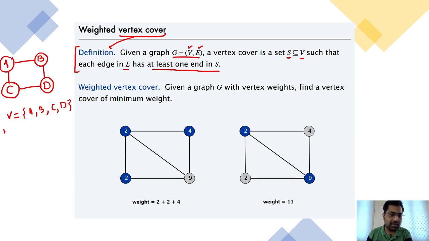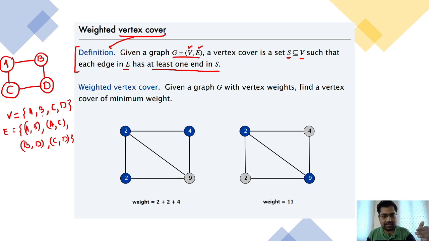Next are the edges. I'm just writing the edges in this format: A to B, A to C, next C to D, B to D. Clear? So this represents a set of vertices and a set of edges.